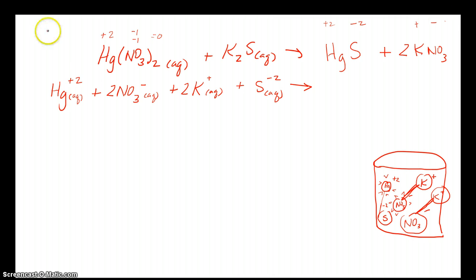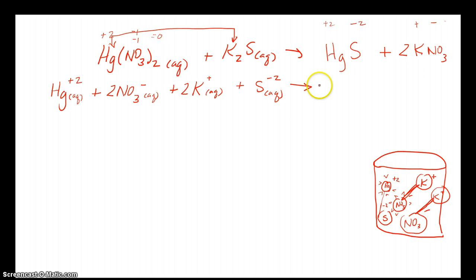There's a quick way of doing this also. You can just swap the first cations with each other. So you place the Hg over here and the K2 over here. You have to make sure your charges work out to be 0, though, in all of them.